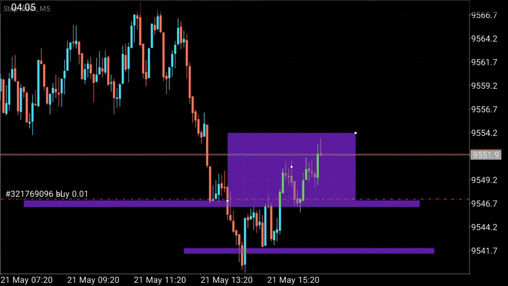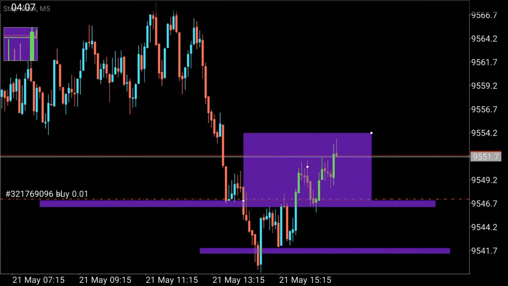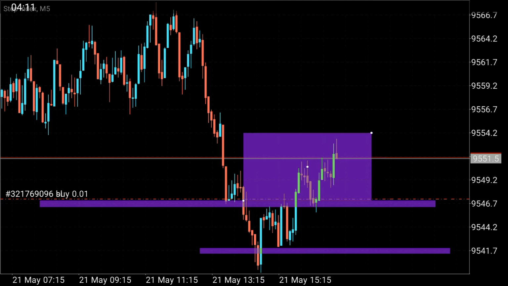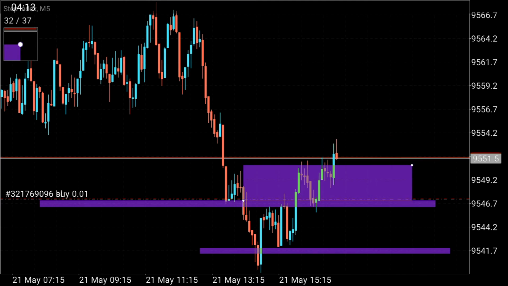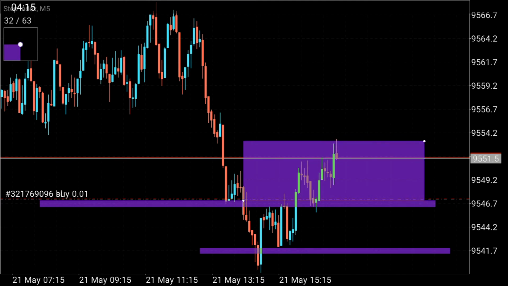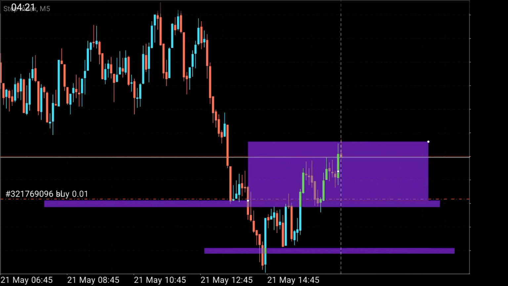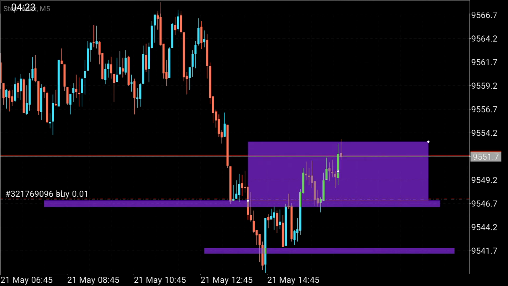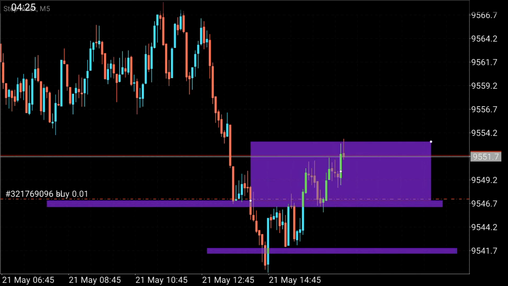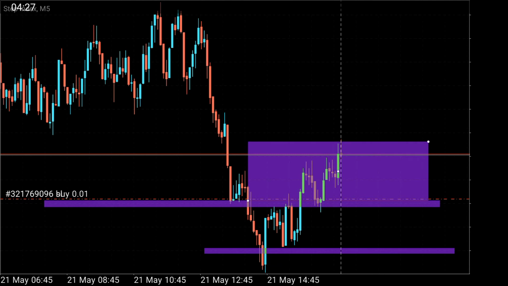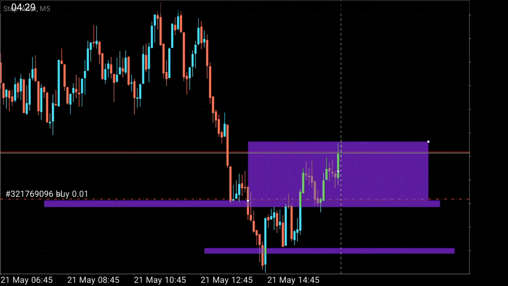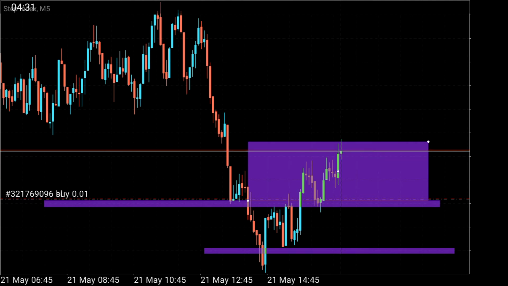In fact, we are just almost there, like there. That's where the ending part is. So we are almost at the center of executing, closing this trade, because that's where the take profit must be. That's by default, the take profit.